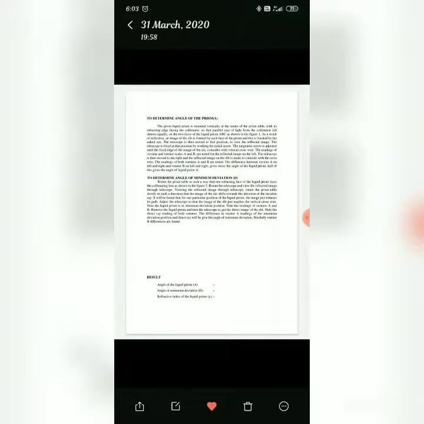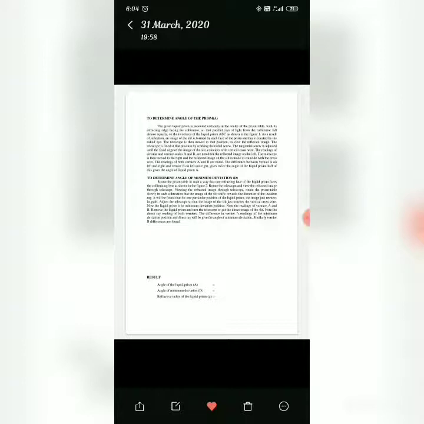There are two things we have to calculate by this experiment, that is, to determine the angle of the prism and the angle of minimum deviation. The procedure for the angle of the prism is: the given liquid prism is mounted vertically at the center of the prism table with its refracting edge facing the collimator, so that parallel rays of light from the collimator fall almost equally on the two surfaces of the liquid prism ABC as shown.